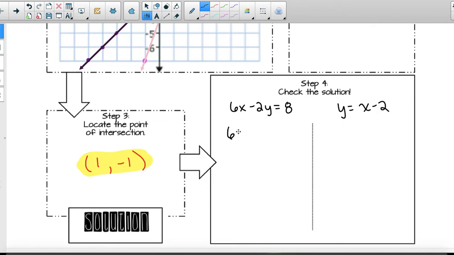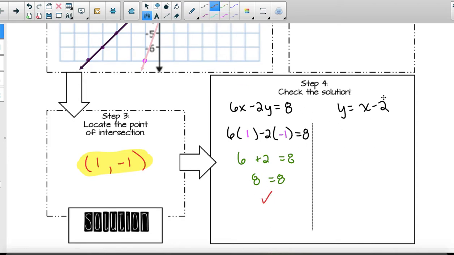So 6 parentheses, negative 2 parentheses equals 8. We're going to plug in the x of 1 and the y of negative 1. Then we're going to simplify this. 6 times 1 is 6. Negative 2 times negative 1 is positive 2. It's supposed to equal 8. 6 plus 2 is 8. 8 does equal 8. So that means that for the first equation, it does check.